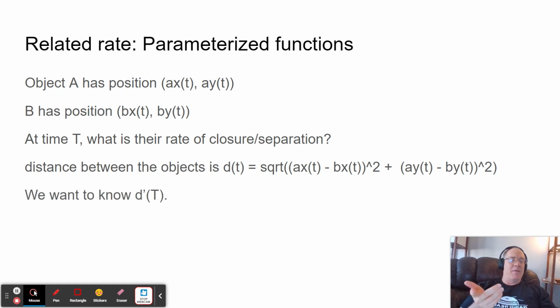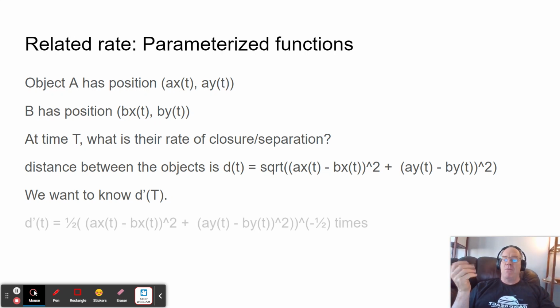Now, we're interested in the derivative with respect to t. Well, this is just a function which we need to apply the chain rule to multiple times. So the square root is going to give us, if we're taking the square root of something overall, that means we're going to put a 1/2 in front of it and raise it to the negative 1/2. And then in the middle, we're going to have just the contents, Ax of t minus Bx of t squared plus Ay of t minus By of t squared.